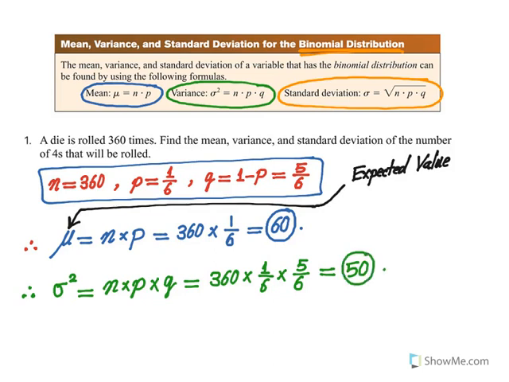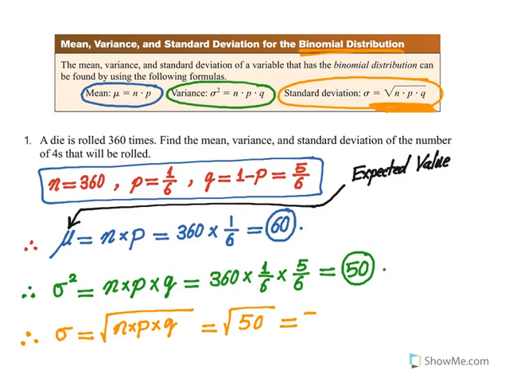And now the best one is the standard deviation, because it's the easiest one to do. Sigma is just the square root of the variance. So it's the square root of n times p times q, which we have just calculated to be 50, so square root of 50. And square root of 50 gives you approximately, to 3 digits, 7.071. Or if you want it to 2 digits, you can say 7.07, okay?